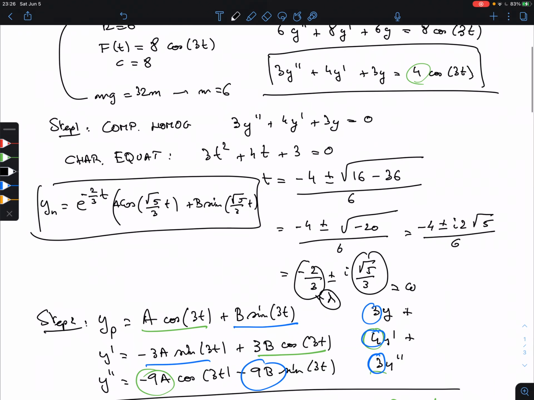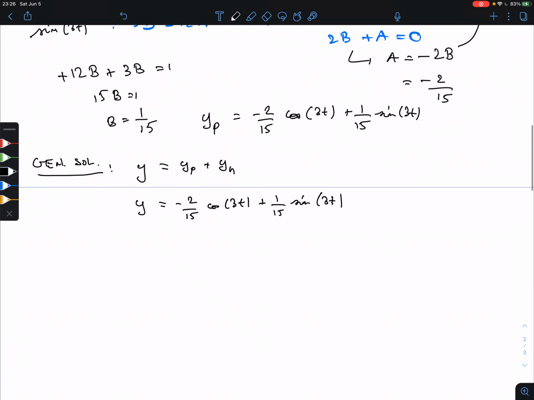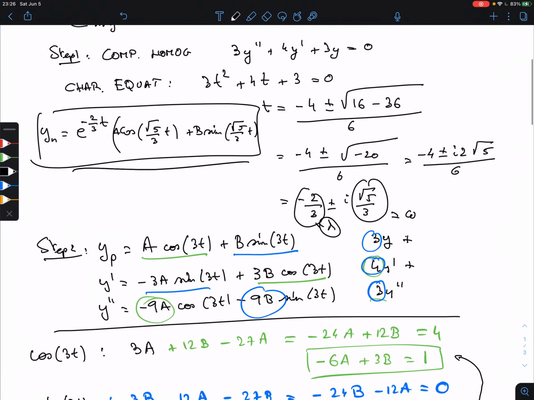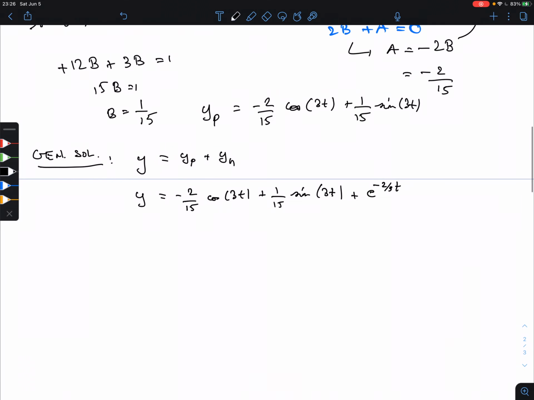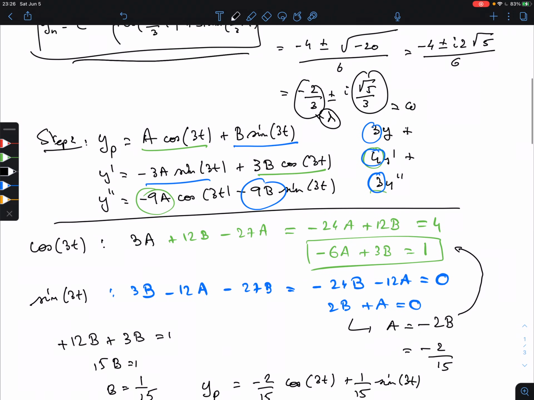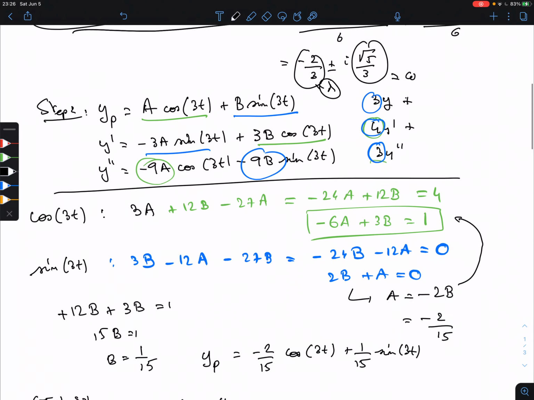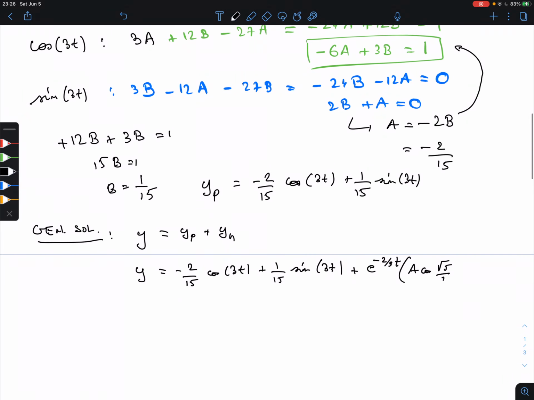And then we have this guy here, plus e to the minus 2/3 t, was it 2/3? Yes. And then a times cosine radical 5 over 3 t plus b sine radical 5 over 3 t. And then we could do an initial condition problem, but because the numbers are not very nice, I would always ask you to do it only with nicer numbers, I guess.